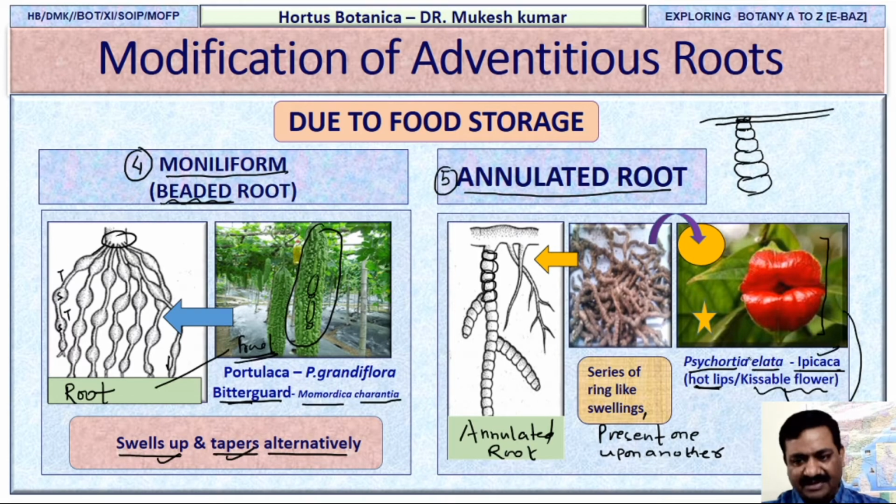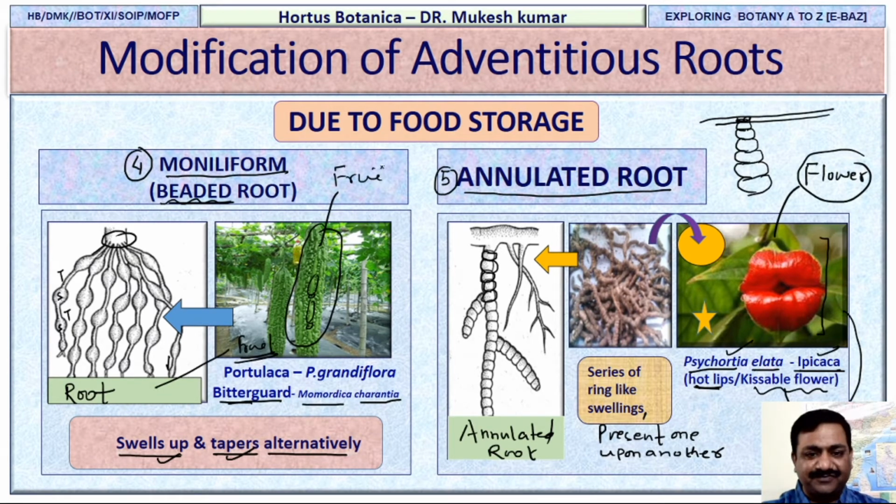of Psychotria elata, but it is the flower, mind well, it's not the root. Okay, so it is the flower. And here I have given you, this is what? This is the fruit. So remember the fruit of Kerala, yes, bitter gourd, and the root is very similar. And here you should remember, the kissable flower, very interesting.